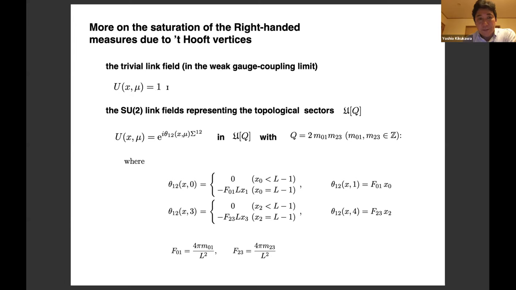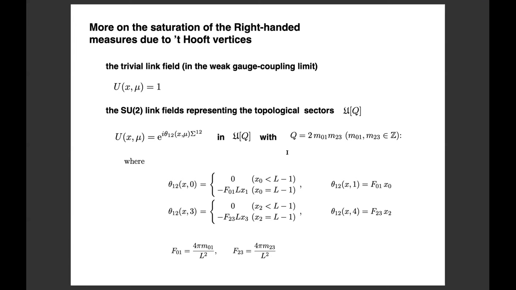So the first configuration is in the trivial topological sector, and the second configuration is in a certain non-trivial topological sector with this topological charge. Let me try both cases.